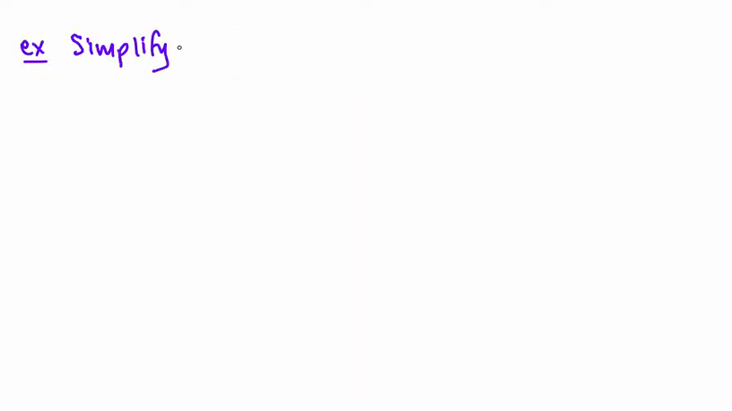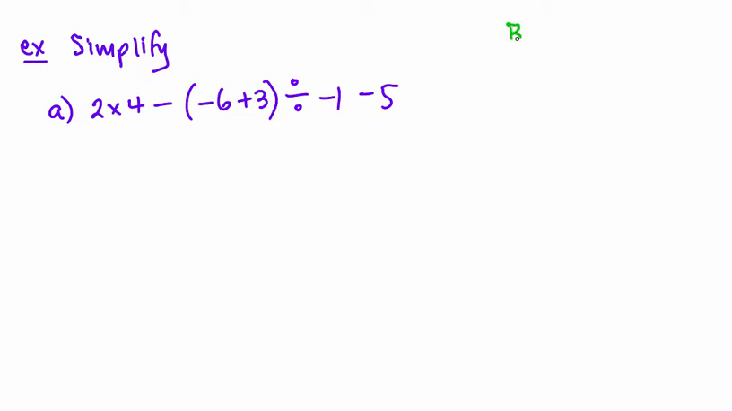Typically the instructions are to simplify, and then you're given a question to work with. In this case, we'll do 2 times 4 minus negative 6 plus 3 divided by negative 1 minus 5. We have to try to figure out what to do first, second, third, fourth in order to get our answer. So I'll just put the letters of BEDMAS over here to remind myself. The first step I do is inside of brackets, so I work on this part first.